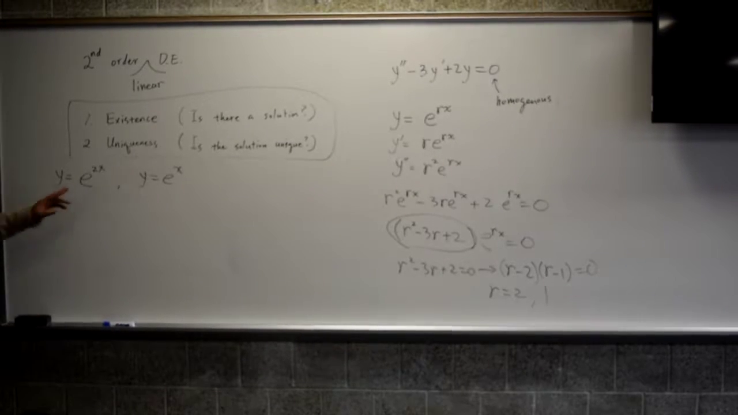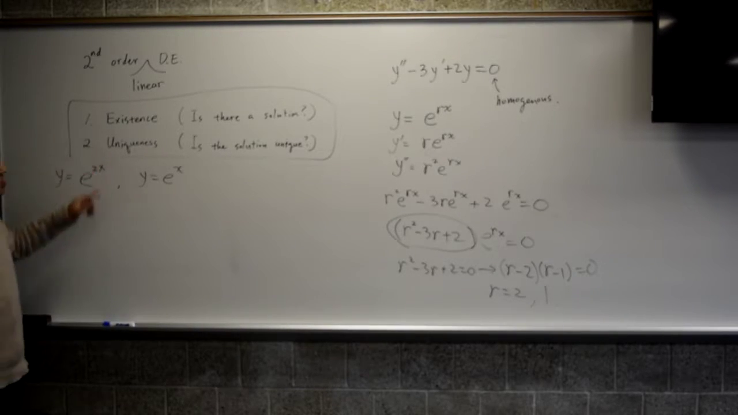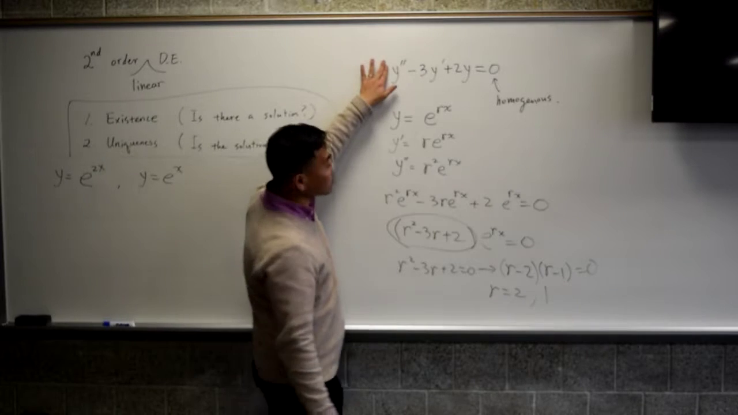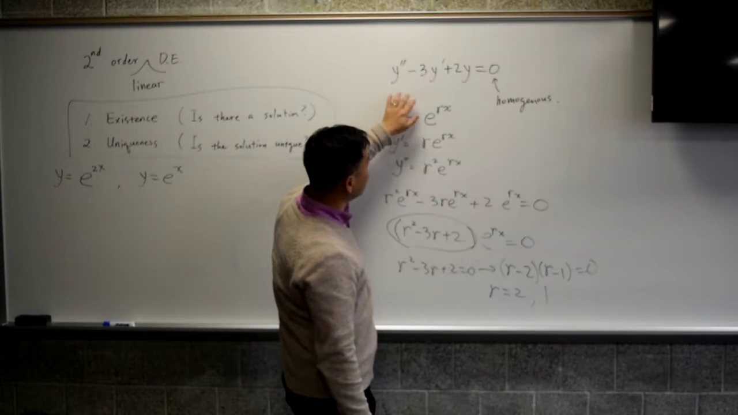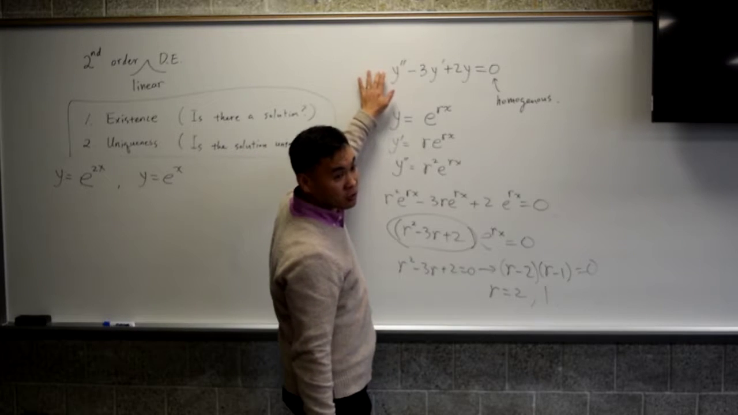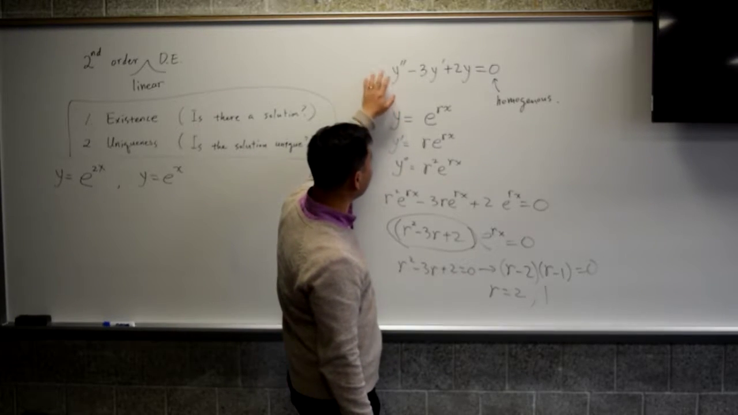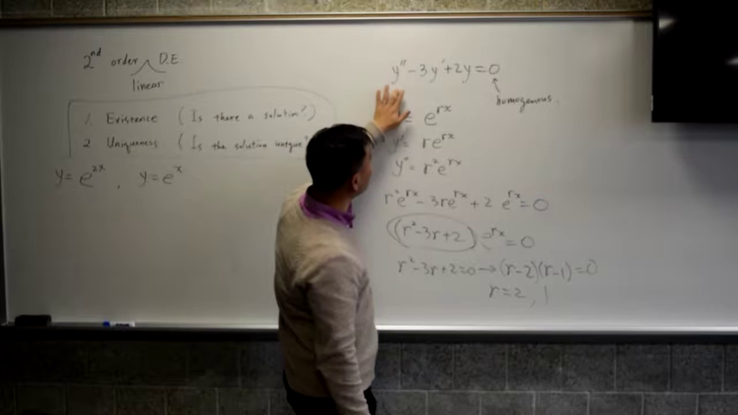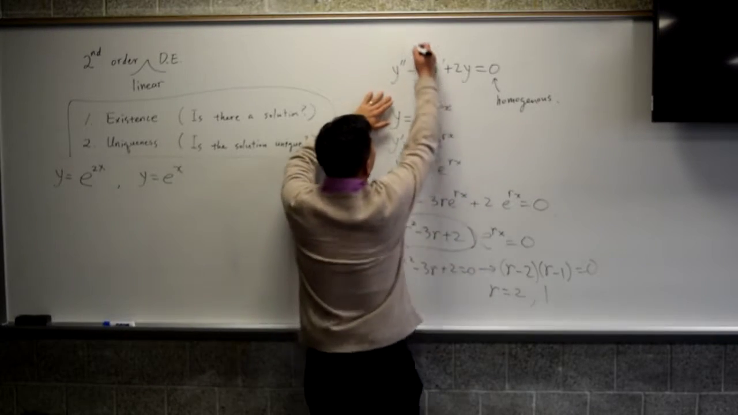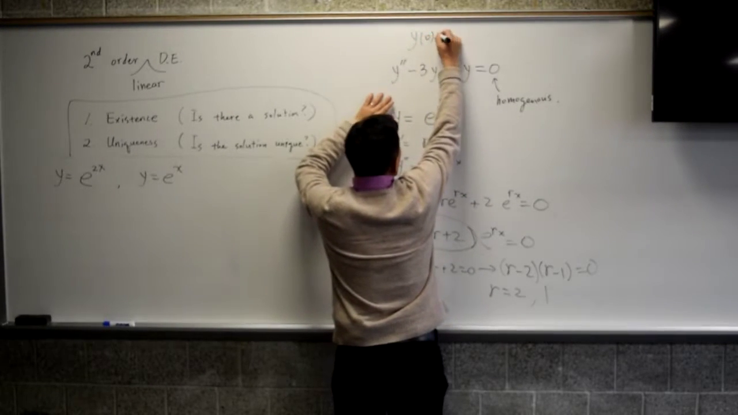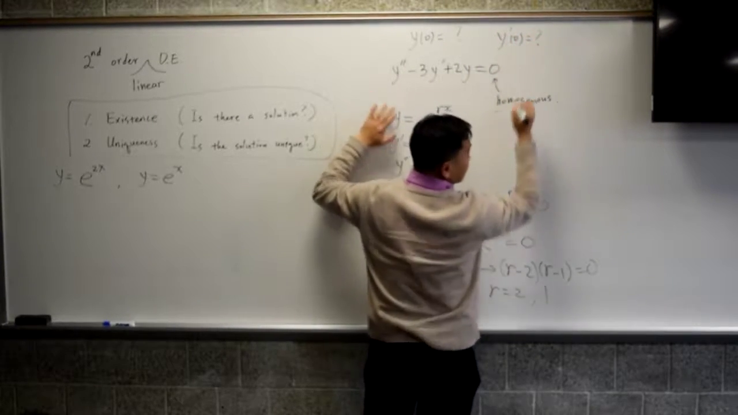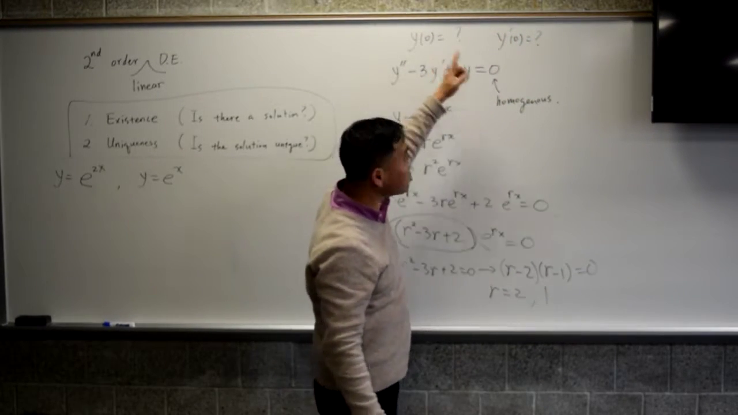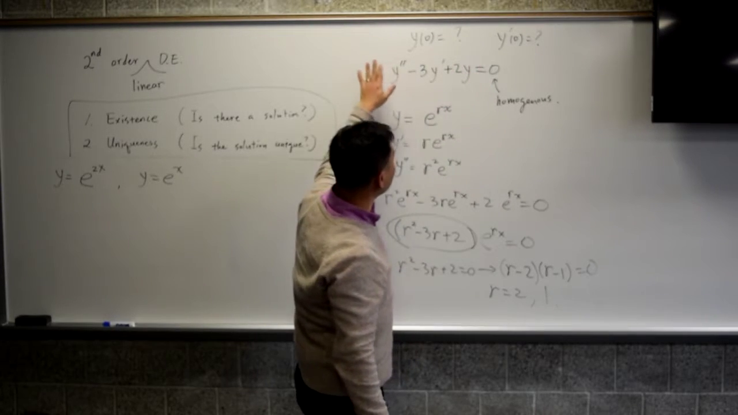Okay, so we got two solutions. And now let's think about what uniqueness means in this context. This is a second order differential equation, that means the uniqueness theorem for such is given as follows. If you're given two initial conditions, so if you're given the value of y(0) equal to something and y'(0) equal to something, if those two values are given, then the solution is unique.